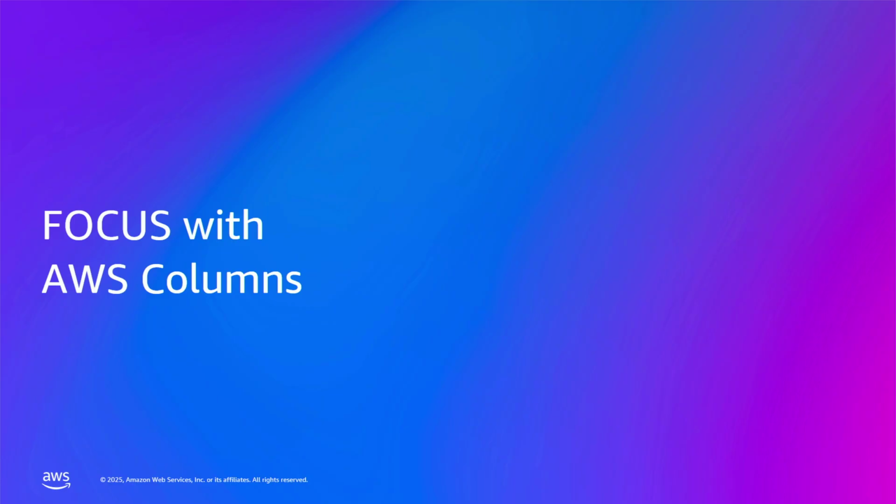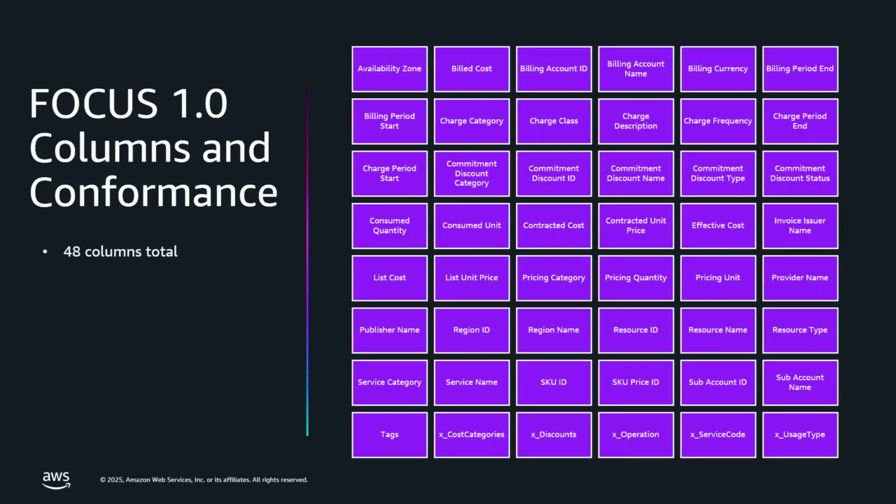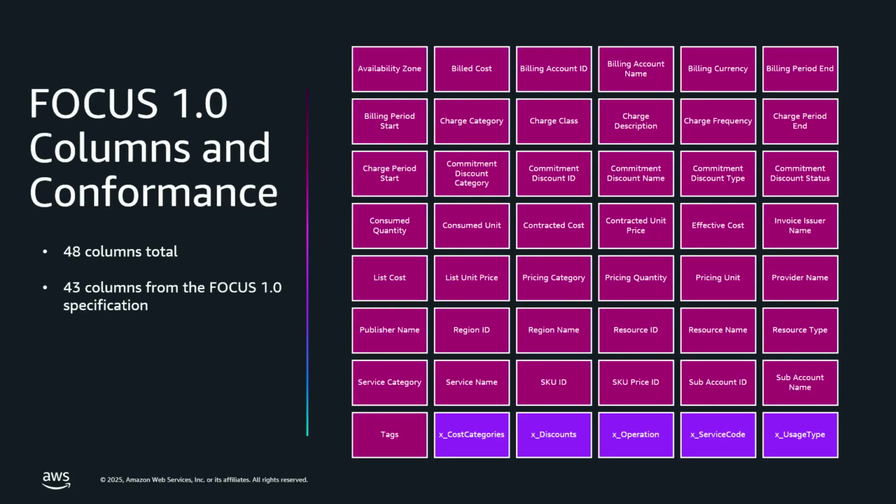So let's dive a little bit deeper into the Focus data set with AWS columns. We launched Focus 1.0 last year during the re:Invent event. Focus 1.0 includes 48 columns in total: 43 columns from the Focus 1.0 spec itself, and we added 5 additional AWS columns. This helps customers better navigate AWS resources with Focus itself. There are 8 columns with conformance gaps, and we have published those in the conformance gap report, and we also did that in 1.2.